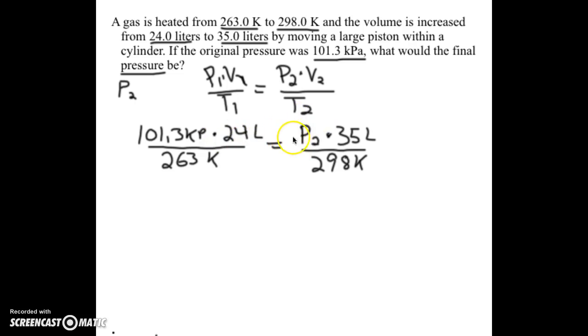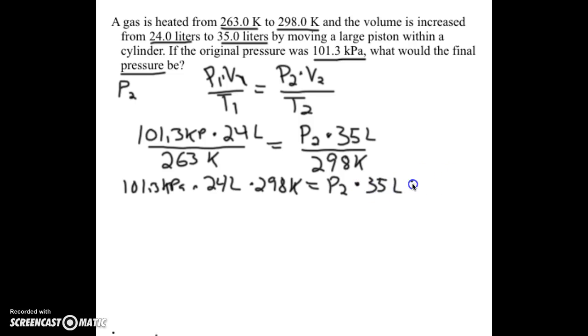Now we just want to do the algebra and isolate P2 and solve for that. So when we cross multiply, we end up with this. Cross multiply to get everything on one line. So it's 101.3 kPa times 24 liters times 298 Kelvin equals P2 times 35 liters times 263 Kelvin. All right, now we just want to divide to isolate P2. So divide both sides by 35 liters and 263 Kelvin.